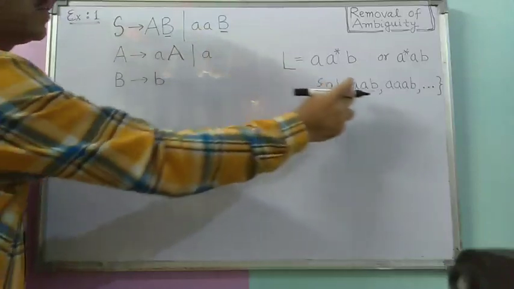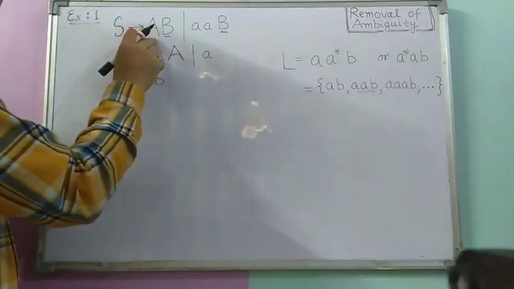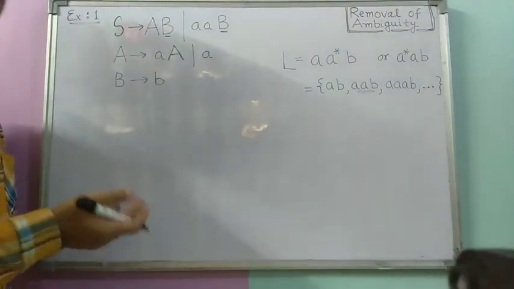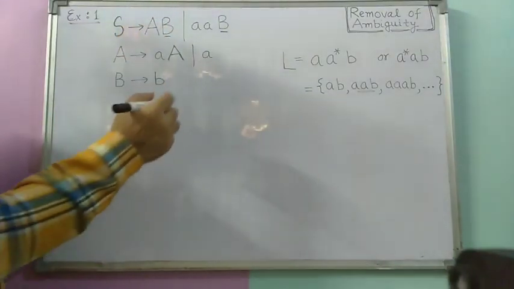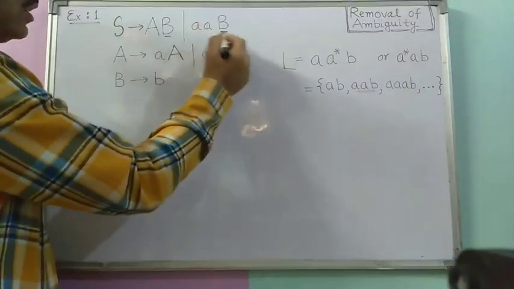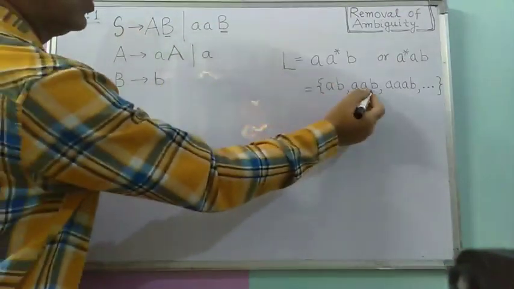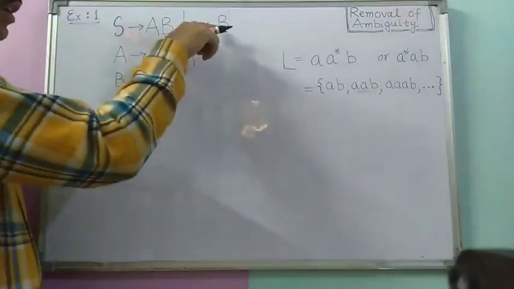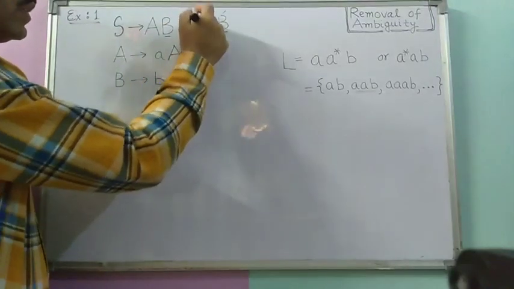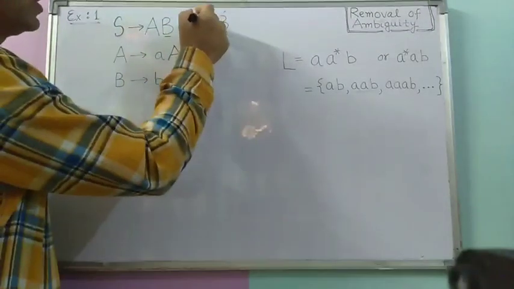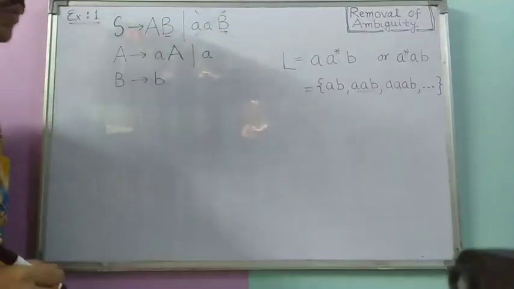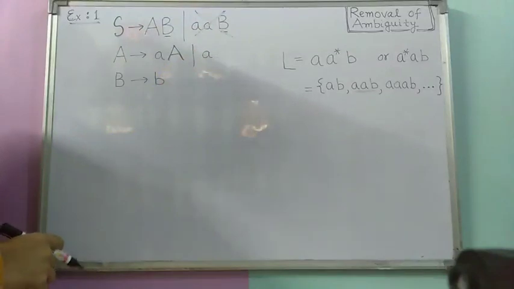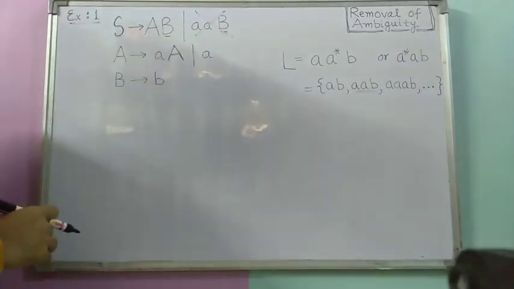So that's why the word AAB can be generated through this production as well as through this production, and thereby we will be getting two different derivation trees. Okay, and we have seen that this production is contributing only this particular word, nothing else. So if we remove this particular production, then we do not have any effect on the language generated by this particular grammar.